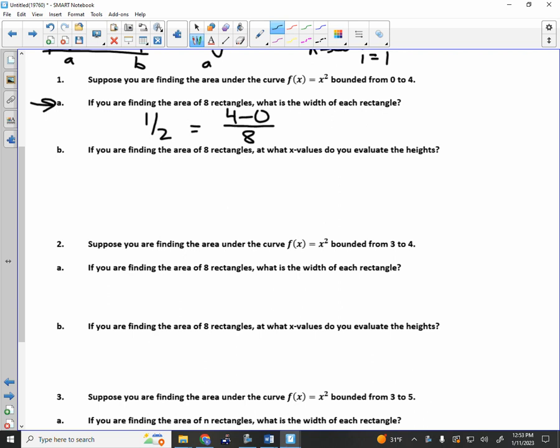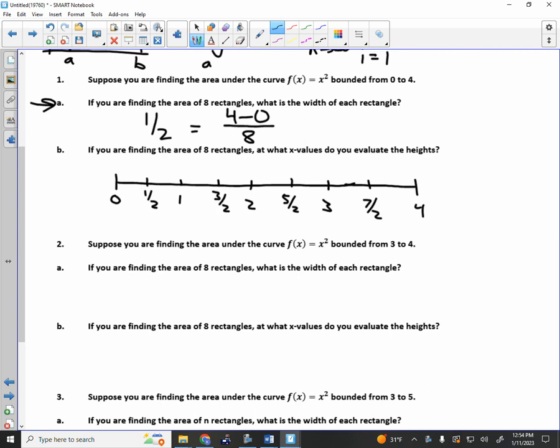Now, we are going to go back to right hand sums. If you are going to have a width of 1/2 and you're finding the area of rectangles, what x values do you evaluate the heights? So I start at 0 and I go over to 1/2 and then to 1 and then 3/2 and 2, 5/2 and to 3, 7/2 and to 4. That's kind of the diagram that we map out, right?